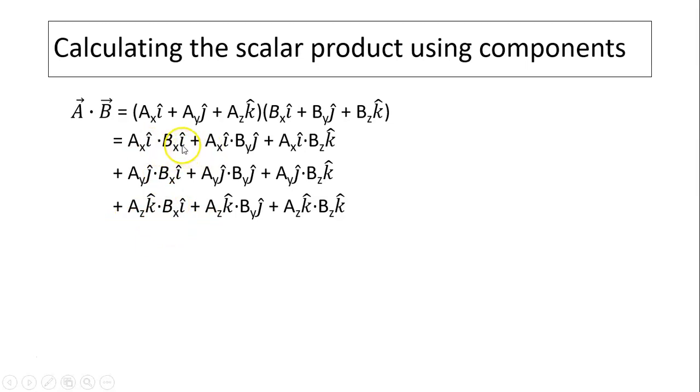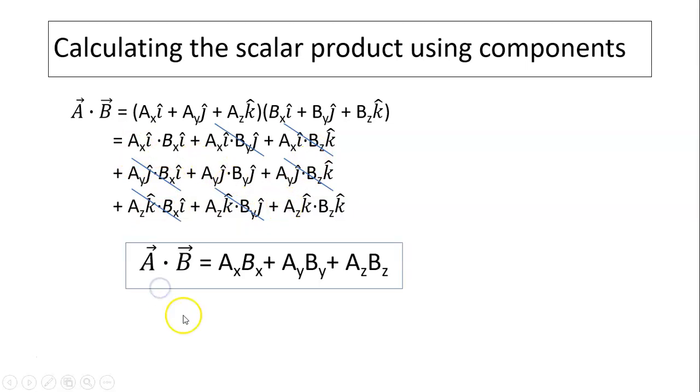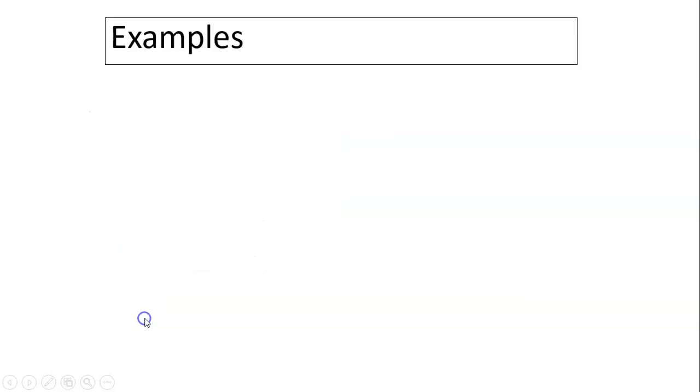Parallel: i times i dot i equals 1. i dot j equals 0. Similarly, i dot k is also 0. So after you look at it, you can figure it out. All these terms, there are 6 terms, that's 0. So you only have 3 terms left. So what do you got? A dot b equals ax times bx plus ay times by plus az times bz. That is the scalar product using components.